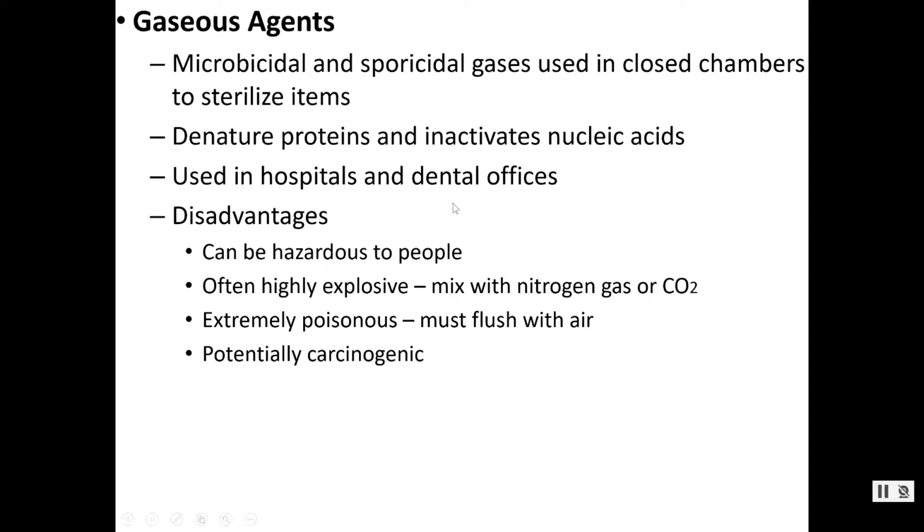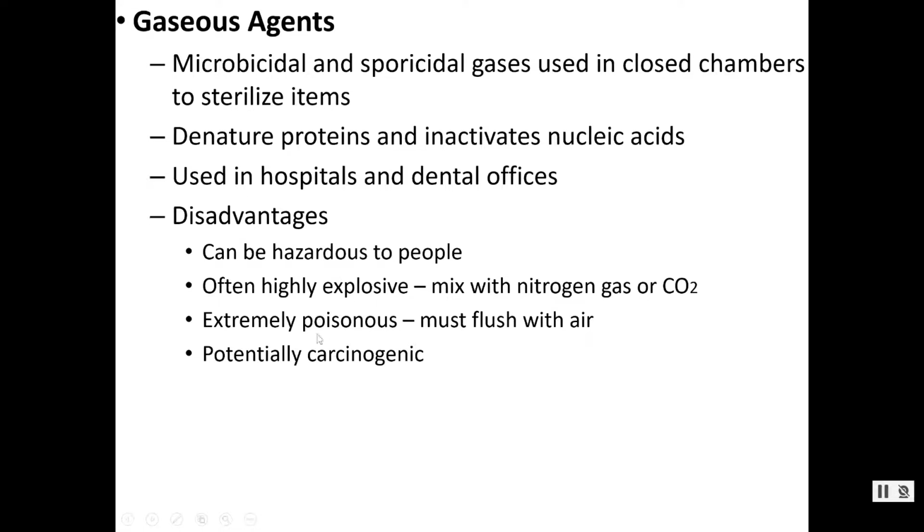They use gas a lot in hospitals and dental offices. They can be very good with things that you can't use moist heat on, things that chemicals are damaging. Sometimes the gas can get into nooks and crevices, so that's a good thing. We again are at a high level, so we do have to watch for side effects. It can be very hazardous, and because it's a gas, it can also be explosive.